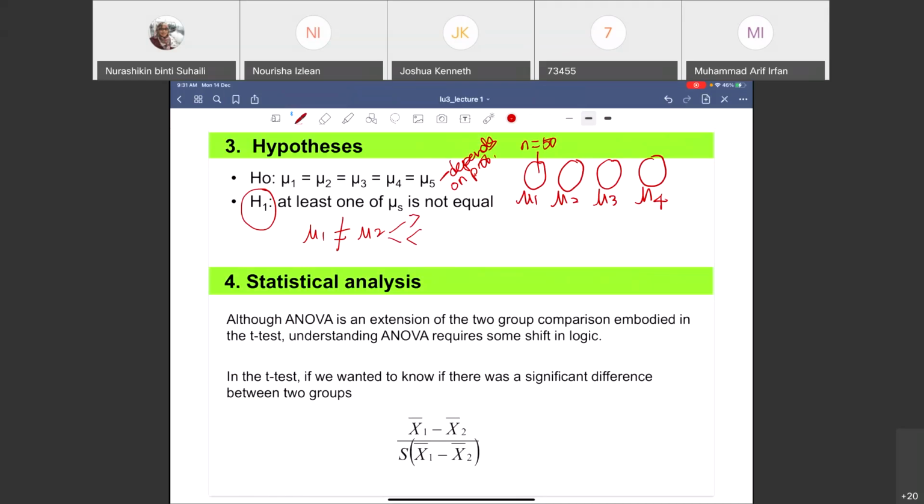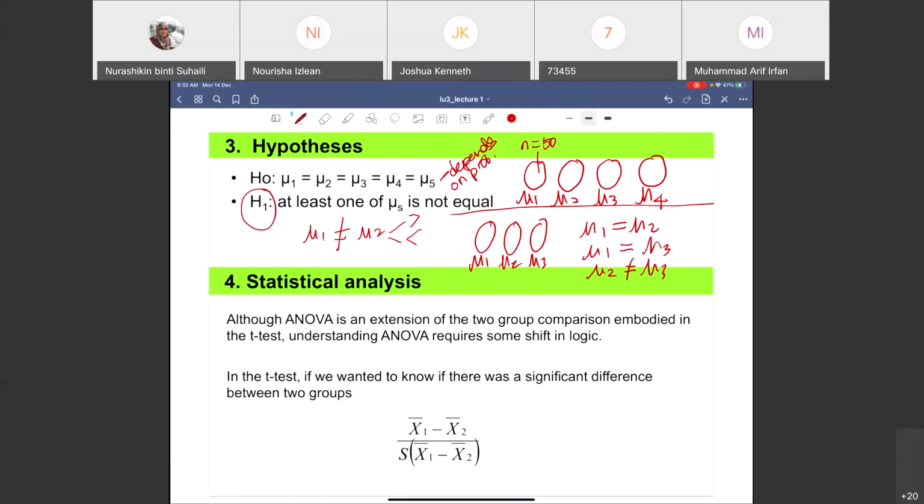But when you have more than 2 samples, let's say 3 is the minimum number, you have 3 samples, mu1, mu2, and mu3. And you want to say that it is opposite to the null hypothesis. We need to say that at least one of the samples is not equal. But what does it mean actually? Let's say mu1 is equal to mu2, and mu1 is equal to mu3, but it happened that mu2 is not equal to mu3.